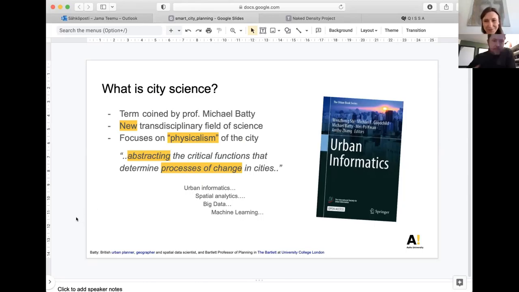Batty has this interesting argument that physicalism is coming back in fashion, or is in need for planning, because of climate change issues. And what he means with physicalism is an interest in the physical things, objects in a city, not so much about processes and communication, like it has been during the years, what kind of planning process and how to communicate with the people. Batty argues that planners have forgotten the physical environment and its impacts, and we wish to bring that to the table again using technology.